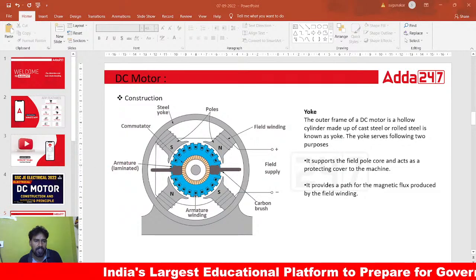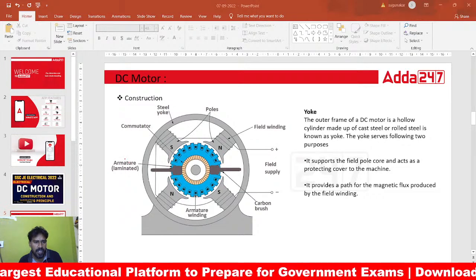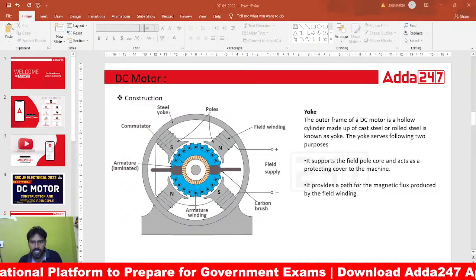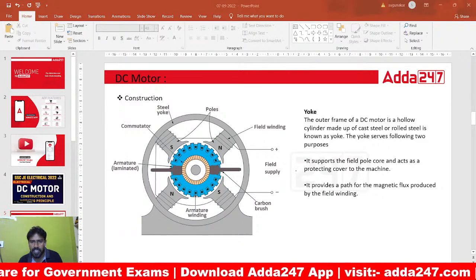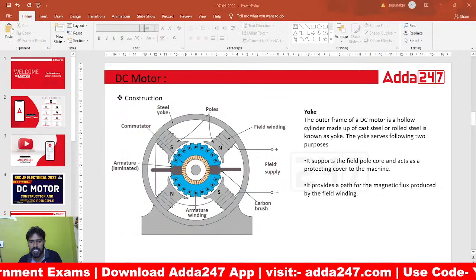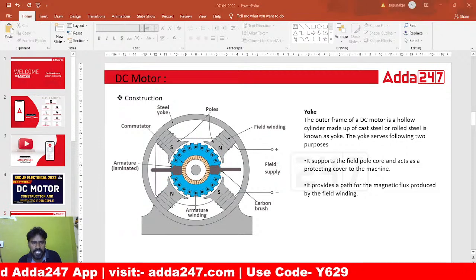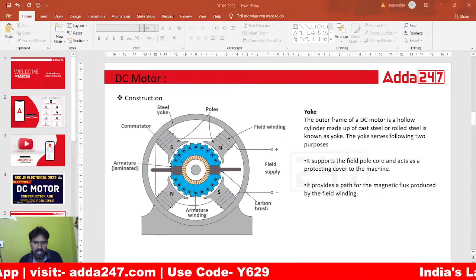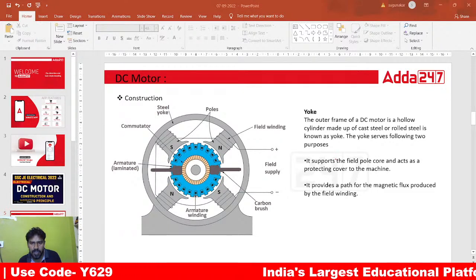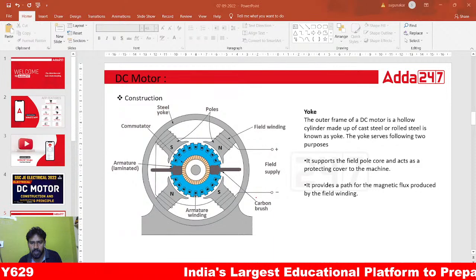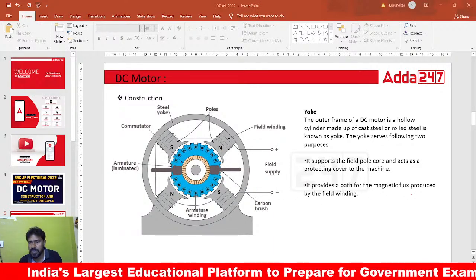Whatever field winding we are mounting is going to be accommodated on the pole, the magnetic poles, north and south. Another one is it reduces the reluctance of the magnetic circuit. When the cross sectional area of this pole increases, it reduces the reluctance. Next, the pole core is made up of thin laminations of sheet steel.